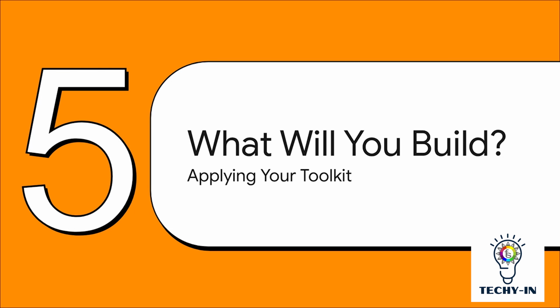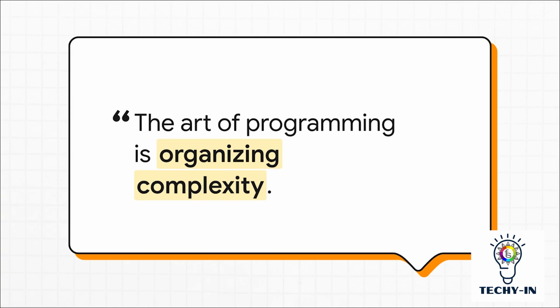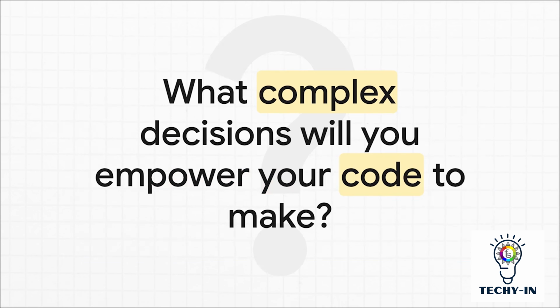So we've just built a really powerful toolkit for creating intelligent decision-making code. And this isn't just about theory, it's all about application. You know, the legendary computer scientist Edsger Dijkstra once said, "The art of programming is organizing complexity." And that is exactly what these tools let us do. They're instruments for taking a messy, complicated set of rules and organizing them into clean, logical, and powerful code. So the final question is really for you. Now that you've got these tools for sequence, for combination, and for pattern matching, what kind of complex decisions are you going to empower your code to make?